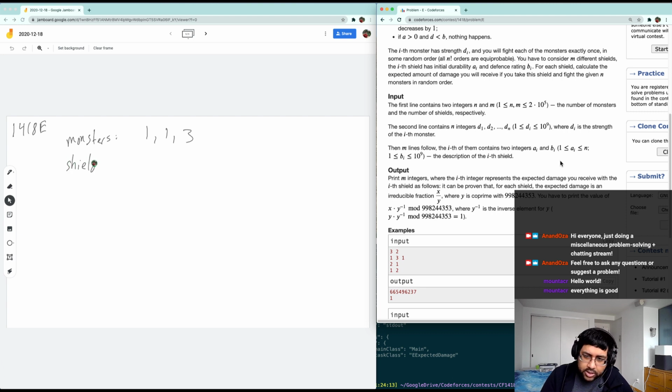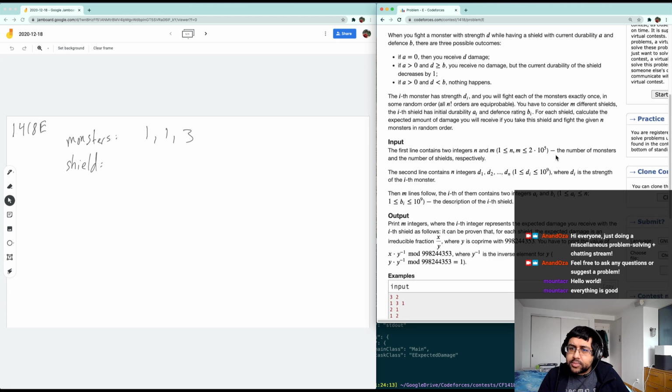Let's try the second example, because the answer is just 1. It looks a little simpler. So in the second example, your shield strength is... this A and B is a little annoying. You have to look up what each one is. Okay, so the durability in the second example is 1. And then the strength, or I guess it's defense, is 2. And so then the expected damage you take is 1.